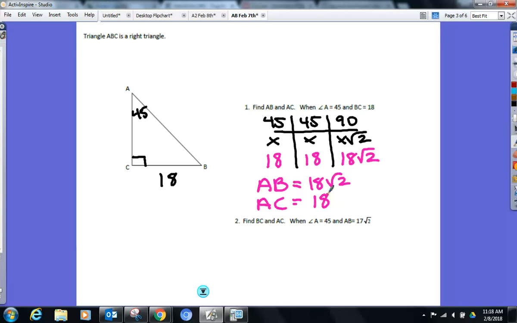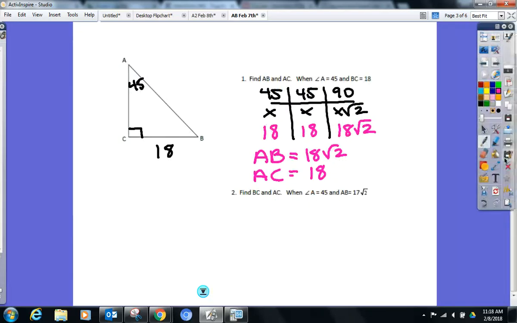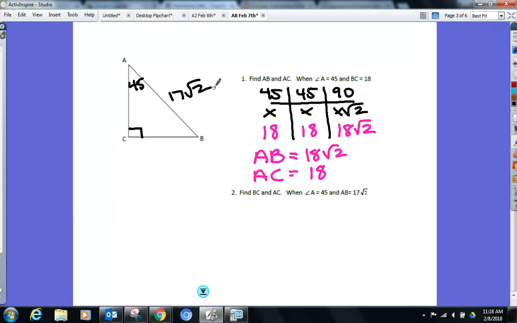Okay, let's go a little bit more. Now I'm not going to give you the 45, I'm going to give you the side across from 90. So take a look. Now AB, 17 radical 2. A little different. I gave you the hypotenuse. So again, I'm going to set up my chart because I know it's a 45, 45, 90. X, X, X radical 2.